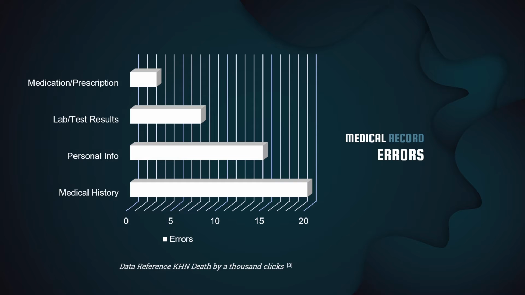This is a simple graph which shows the different medical records errors that have happened throughout the country. There have been a lot of tamperings and errors within medications and prescriptions, lab and test results, or personal info and medical history. So from this graph it is very clear that the existing system has a lot of drawbacks and a lot of errors are happening.